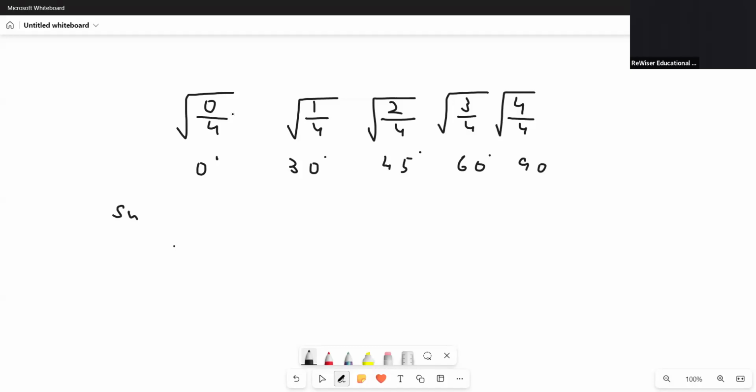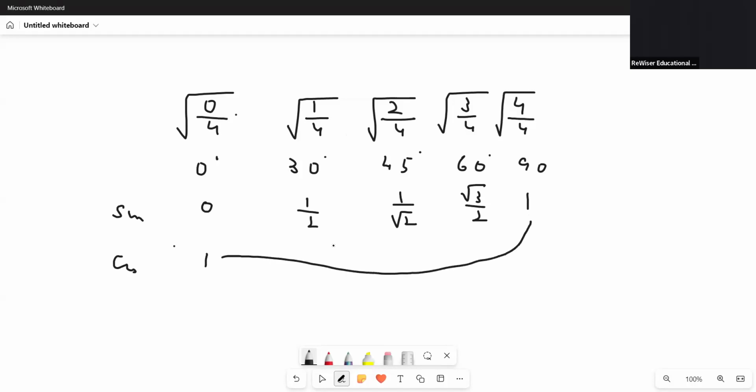So if I'm writing for sine, this part becomes 0. So sine 0 degree is 0. This is 1 by 2. This is 1 by root 2. This is root 3 by 2. And this is 1. So that's the standard values for sine. If now I want to write for cos, I'll just reverse the trail. So that means 1 will come here. So that's 1, and that's root 3 by 2. That remains the same as 1 by root 2. This becomes half, and this becomes 0. So the entire series gets reversed.